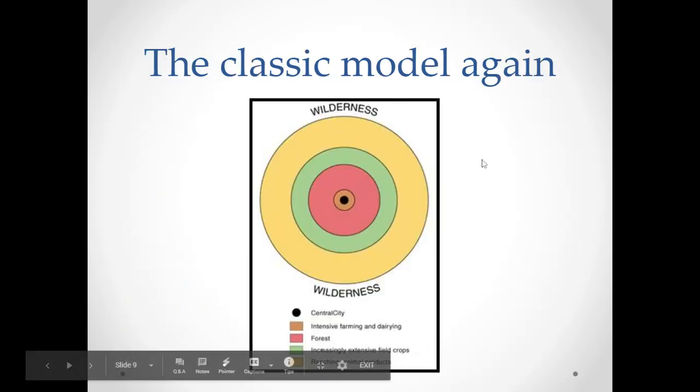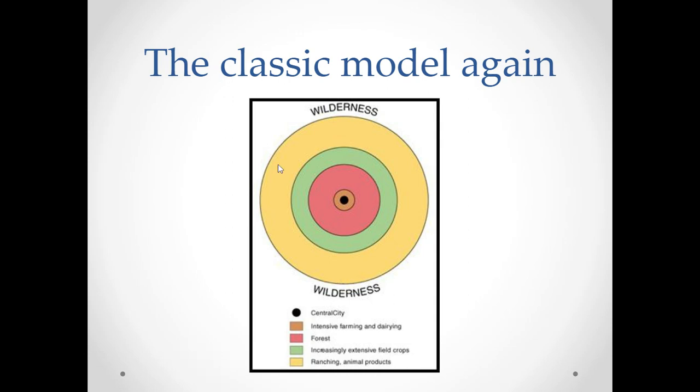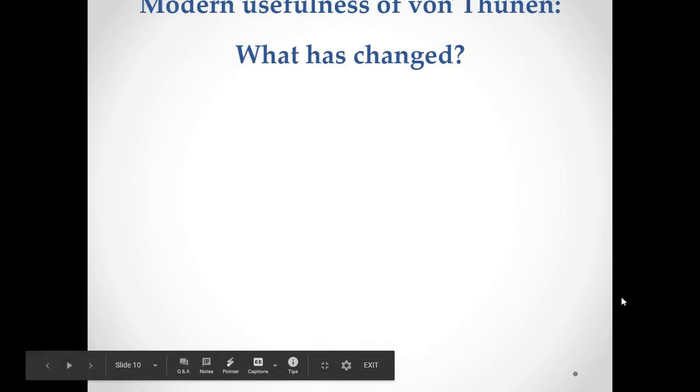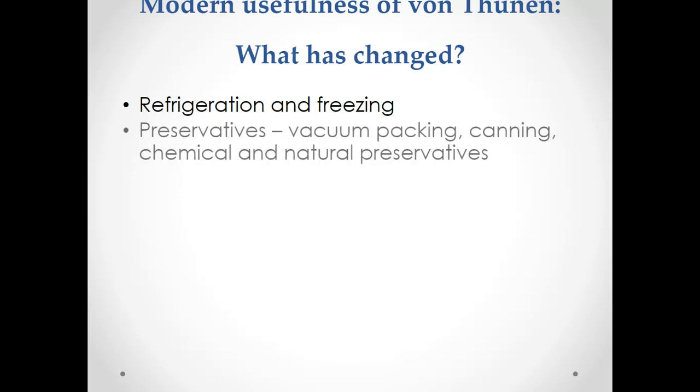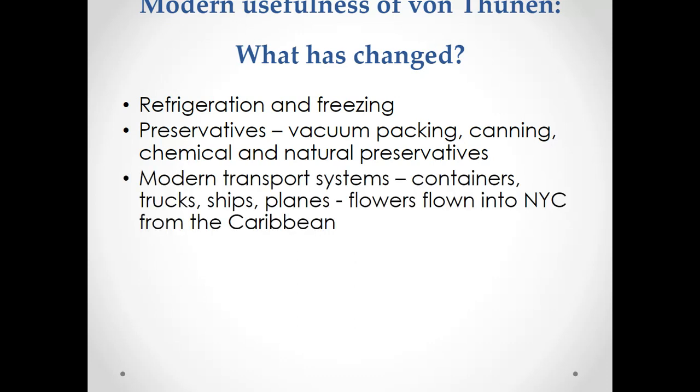Okay, so let's look at the classic model again. Like I said, this is a perfect world. This is a bit unrealistic for us to use, though. Okay, it's a model, just a model, and I want you to kind of keep that in your head. So modern usefulness of von Thunen, what's changed? So refrigeration and freezing, that's changed a lot. 1826, did they have refrigeration? No, they did not. Preservatives, vacuum packing, canning, chemical and natural preservatives, that's changed a lot. So it changes the idea of the perishability of food.